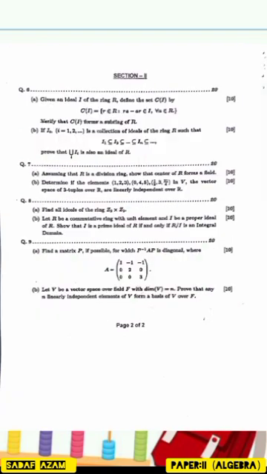Given an ideal I of the ring R, define the set C_I by C_I = {r belonging to R : ra − ar belongs to I, for all a belonging to R}. Verify that C_I forms a subring of R. B. If I_i, i = 1, 2, 3, and so on, is a collection of ideals of the ring R such that I1 ⊂ I2 ⊂ and so on ⊂ In ⊂ and so on, prove that the union of the I_i is also an ideal of R.